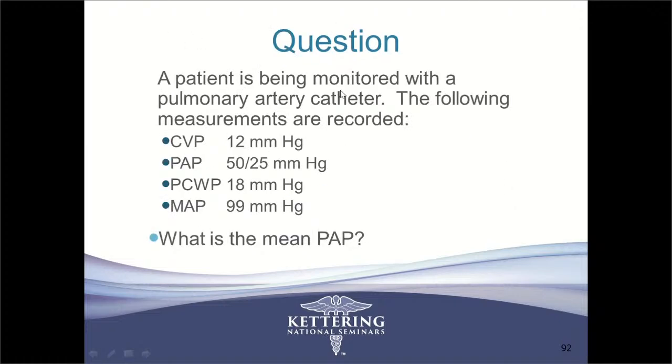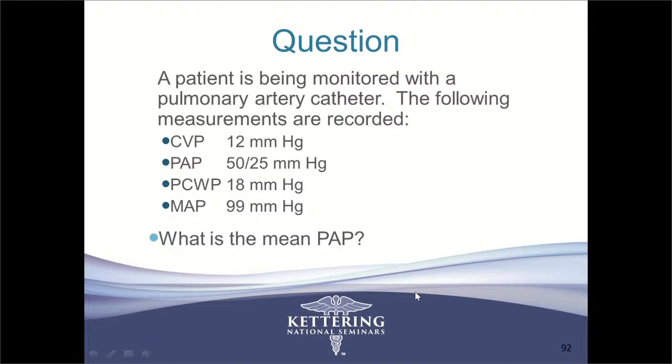Next question. The patient's being monitored with a pulmonary artery catheter. The following measurements are recorded. Now, I'm going to give you one of your first techniques or strategies in taking this test. And that is, anytime you see a series or a list of things following a statement, I want you to skip that. Don't look at it. So we've got a list here. We're going to skip over it. Let's go see what the question is. The question is, what is the mean pulmonary artery pressure?